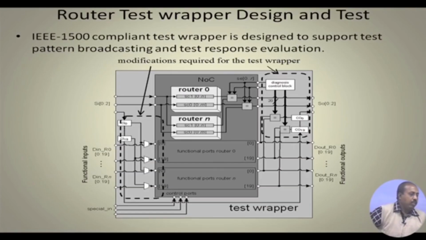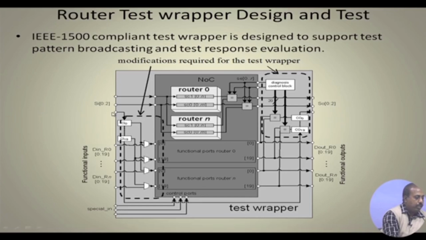For the router we have to design the test wrapper. Again the same thing: an IEEE 1500 compliant wrapper is designed to support this test pattern broadcasting and test response evaluation. You see that the test wrapper is designed like this. We have got the functional inputs, we have got these special inputs for the control ports, and these scan inputs, which are feeding scan chain 1 and scan chain 0.